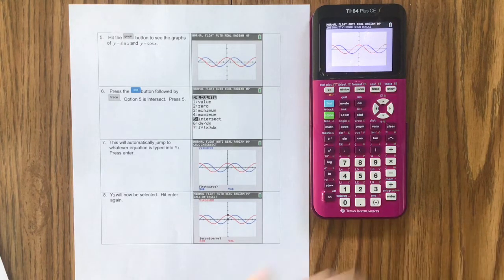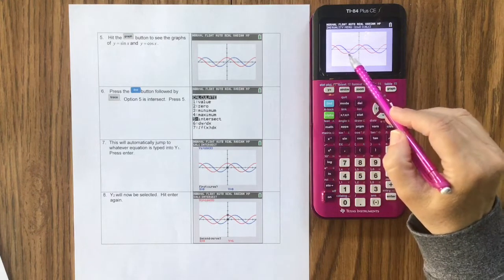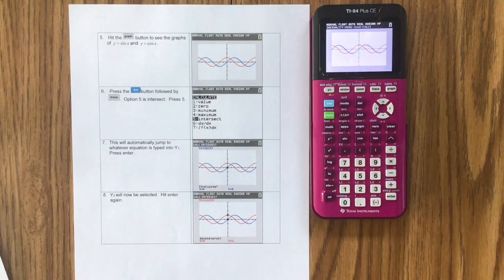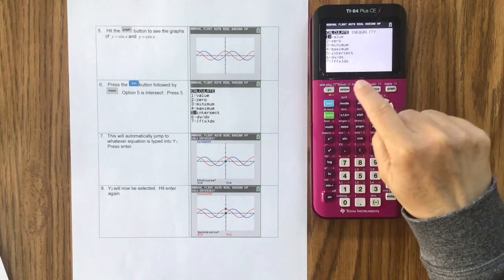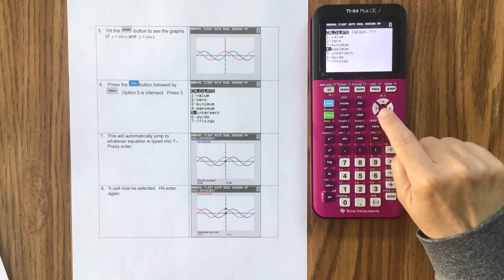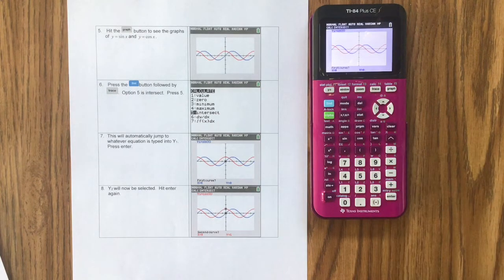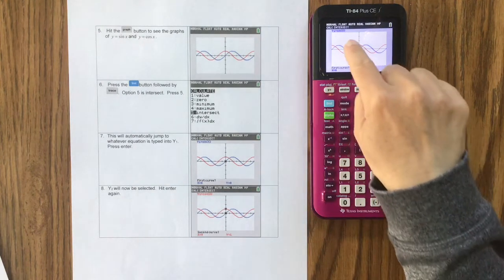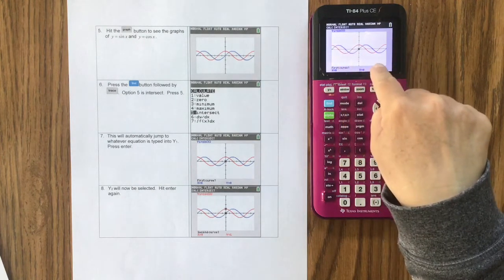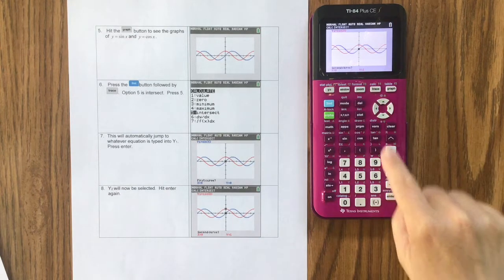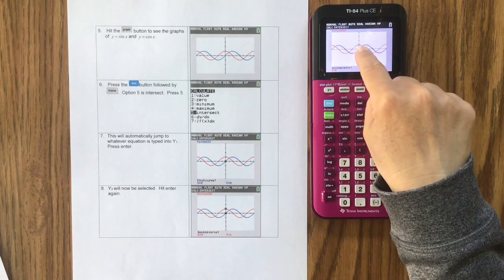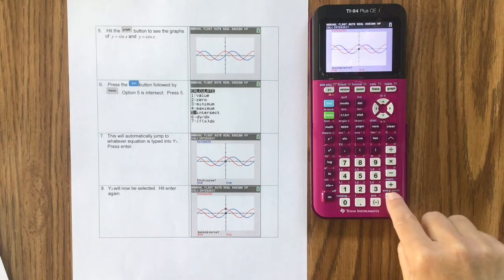There are 1, 2, 3, 4 points of intersection. We'll hit second, calc, 5 to find an intersection. It automatically jumped to y sub 1. You could see that at the top, that is on y sub 1. And I'm going to hit enter. The cursor jumped to y sub 2, so I can hit enter again.